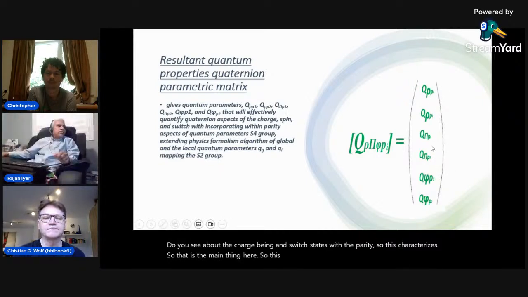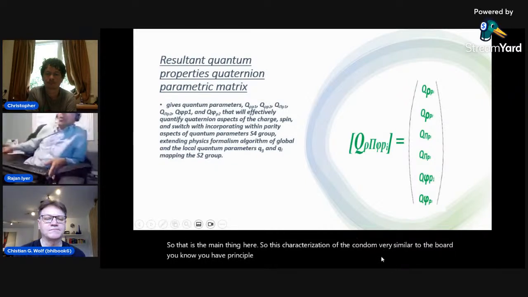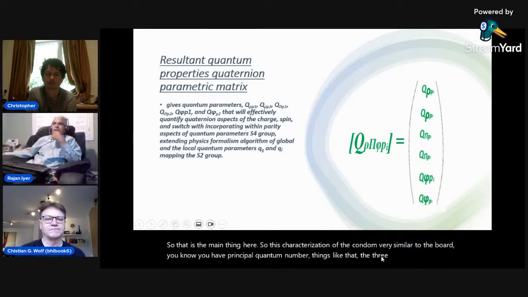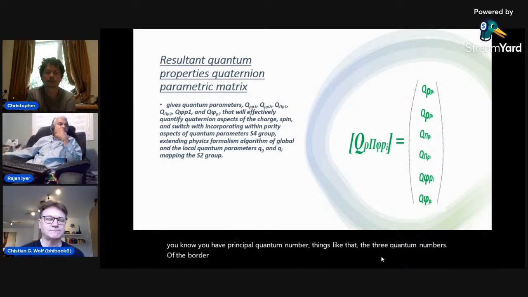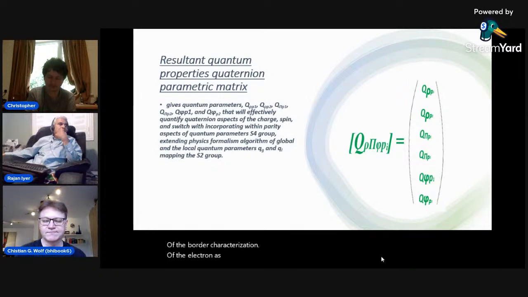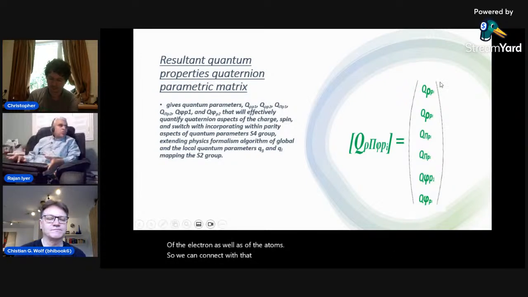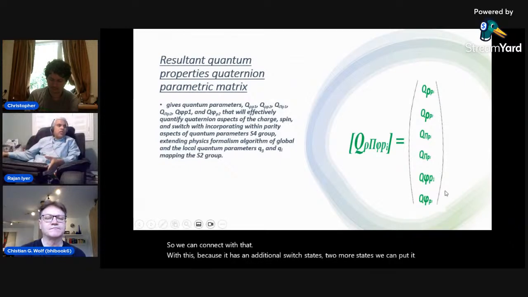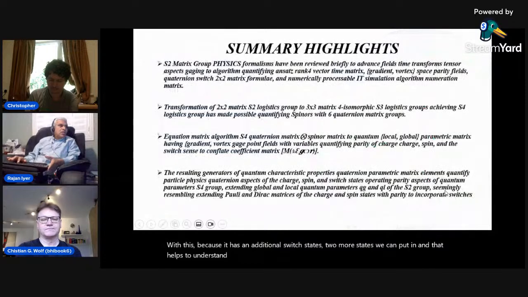This characterization of the quantum is very similar to the Bohr model, where you have the principal quantum number and the 3 quantum numbers of the Bohr characterization of the electron as well as of the atoms. So we can connect with that, because it has additional switch states, 2 more states we can put in, and that helps to understand more about what's going on.